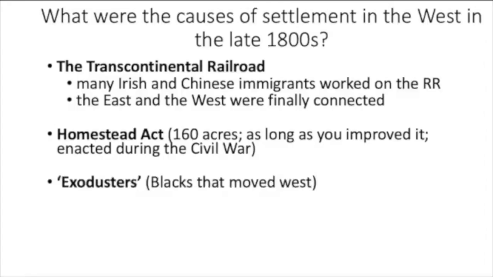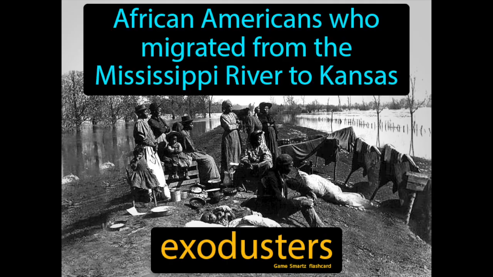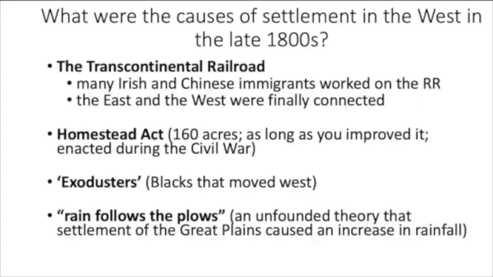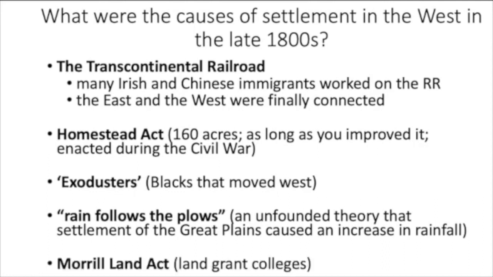Exodusters, these were freed men and women that moved west. Exodusters was the name given to African Americans who left the South and headed west to escape the very oppressive discrimination and black codes of the South. Rain follows the plow was the unfounded theory that settlement in the Great Plains or the Great American Desert caused an increase in rainfall. This simply was not the case, but this encouraged a lot of people to move west.